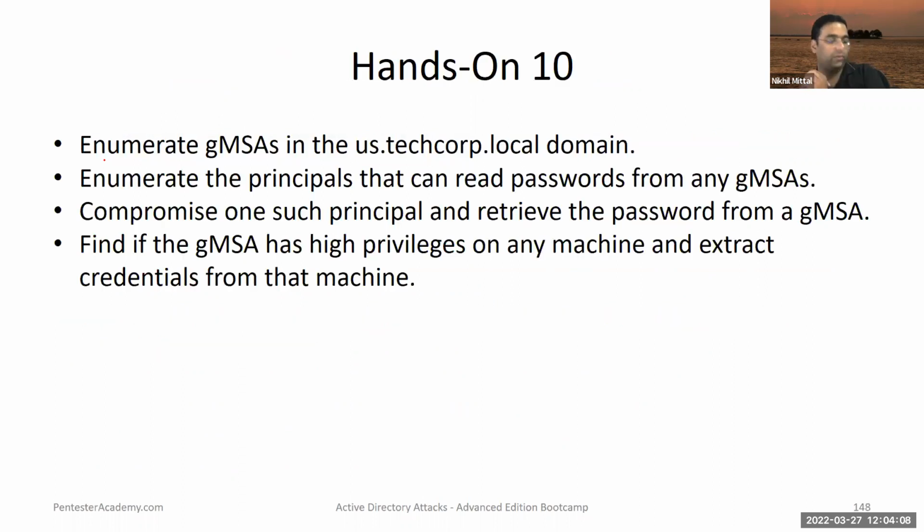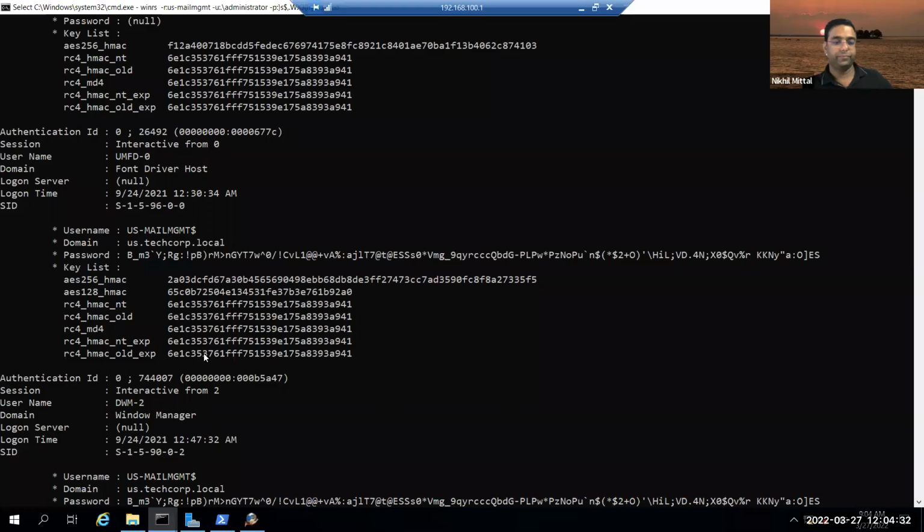So let's take a look at that now. Our hands-on 10 asks us to enumerate GMSAs in the us.techcorp.local domain, enumerate the principals that can read passwords from any GMSAs, compromise one such principal and retrieve the password, find if that GMSA has high privileges on any other machine, and then extract credentials from that machine. Let's do it.